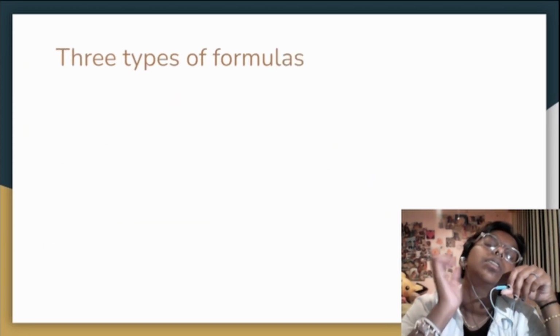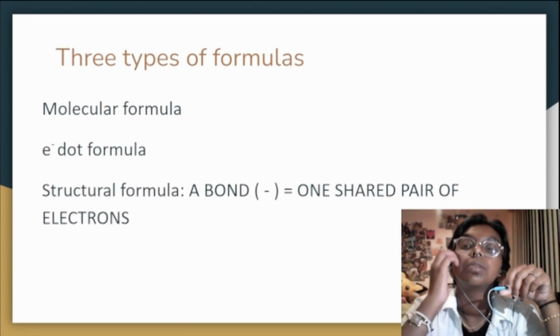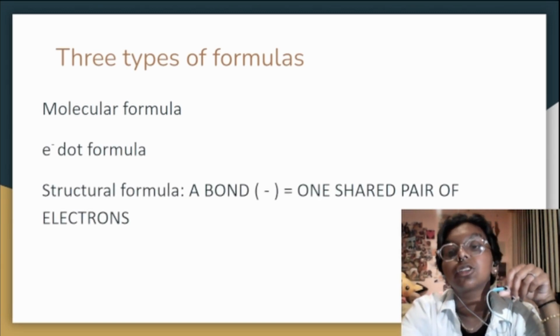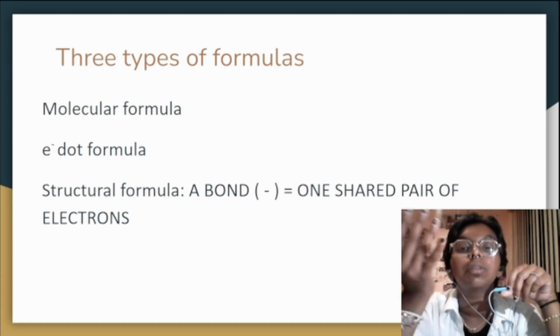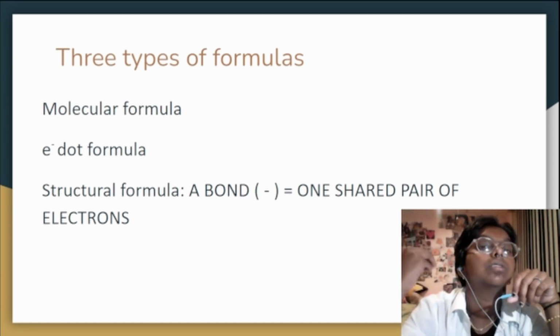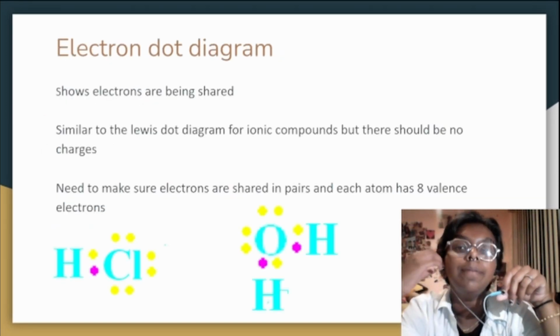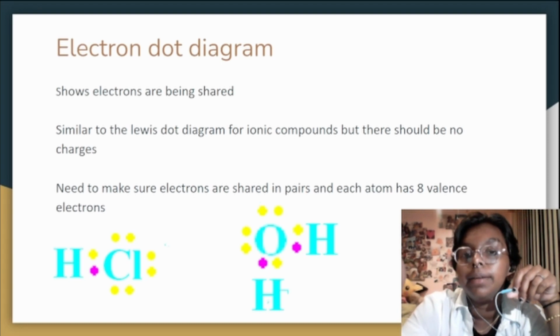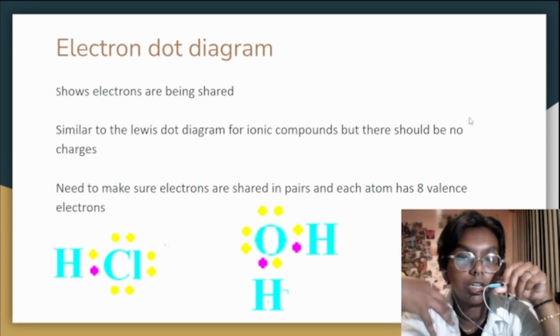Right. So there's three types of formulas when it comes to covalent bonds. There is the molecular formula, the electron dot formula, and the structural formula. A structural formula shows a bond as a line, and that shows a shared pair of electrons. The electron dot diagram shows that electrons are being shared. It's similar to the Lewis dot diagram for ionic compounds, but there are no charges.